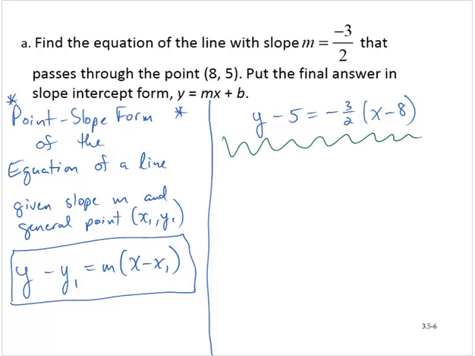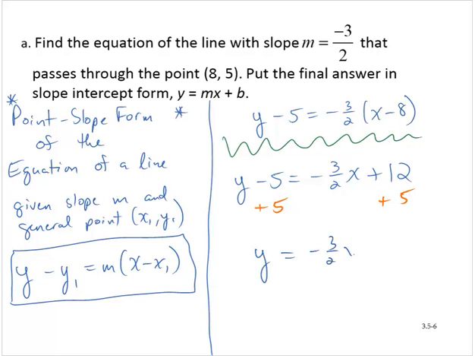Let's apply the distributive property. y minus 5 is equal to -3/2 x plus 3/2 times 8, think of that 8 as 8 over 1. 3 times 8 is 24, over 2 is 12. And now all I'll do is add 5 to both sides, and I find that y equals -3/2 x plus 17. So if we want the final answer in slope-intercept form, take the point-slope form, distribute, and move the one term over to the right.